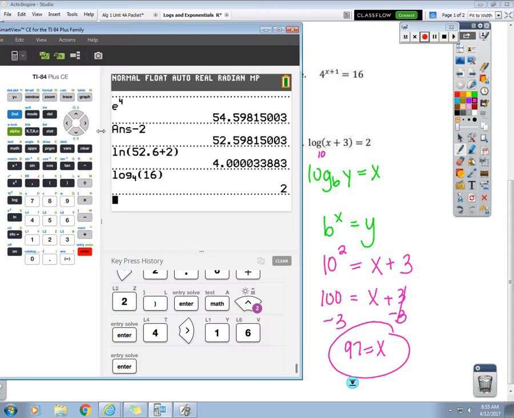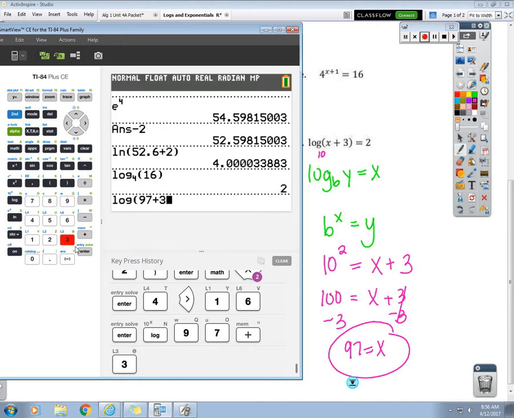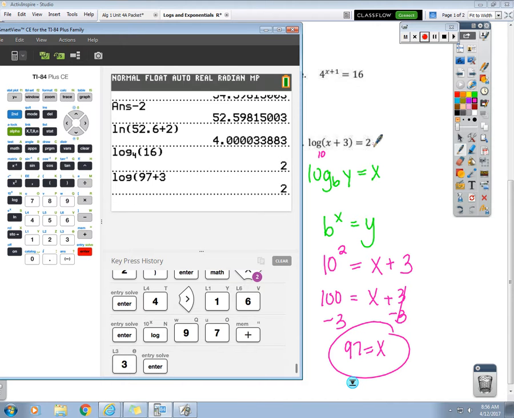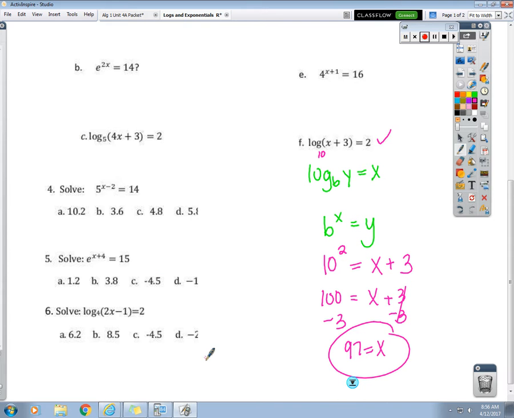Okay, and then we'll check it. Since it's log base 10, you don't have to go into math log base. You can just hit this button right on the calculator, log. And then x plus 3, we would type in 97 plus 3, and we get 2, which is what it says it should equal. So we did it right. Okay, any questions about that section?